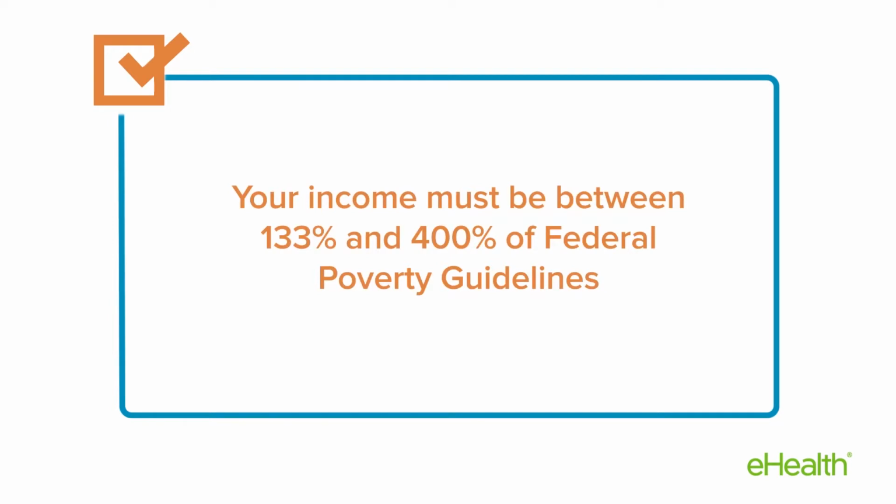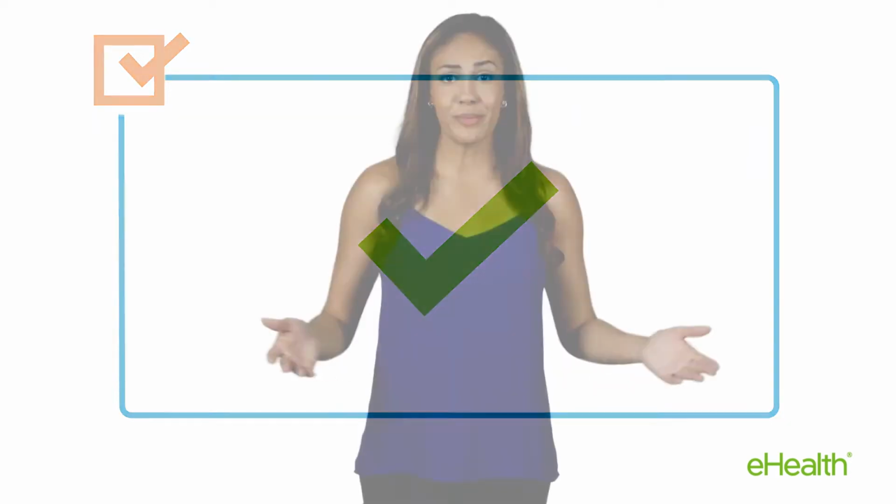In order to qualify for Obamacare subsidies, your taxable household income needs to fall between 133% and 400% of the federal poverty level. If you meet all of these criteria, you're likely to qualify for a subsidy that lowers your monthly health insurance premiums. How much will your subsidy be? That's where things get really complicated.